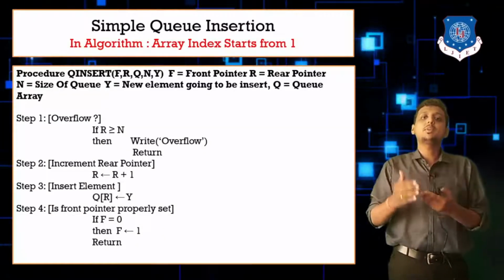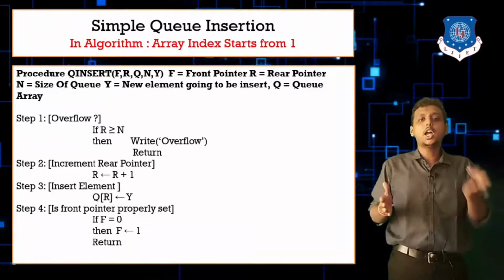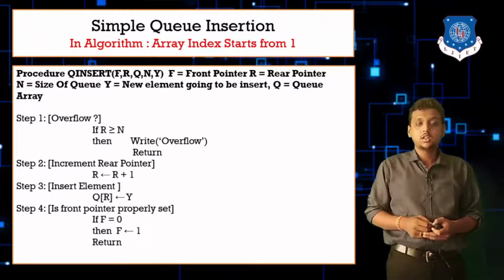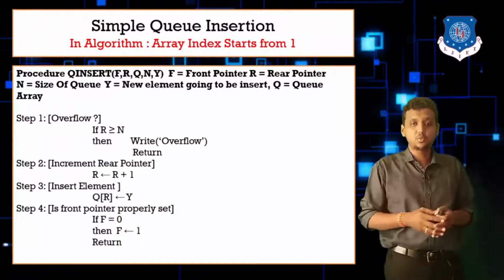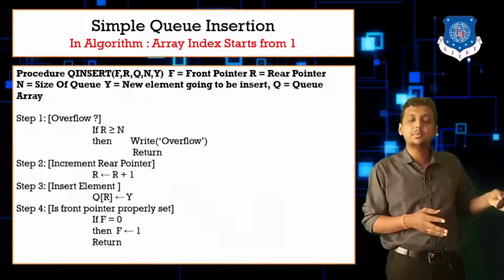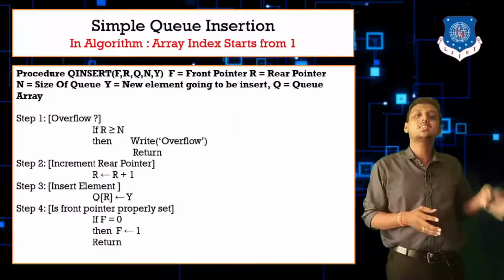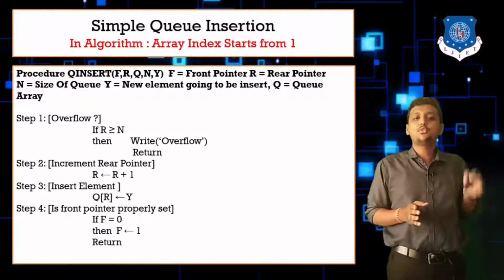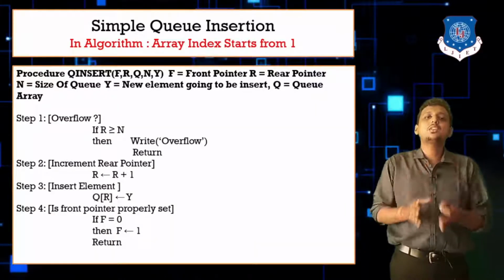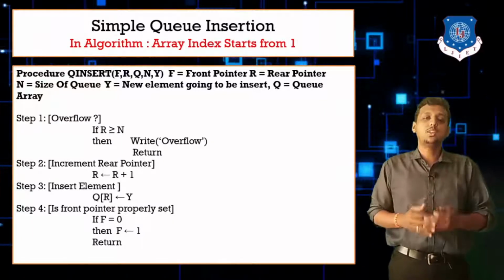And after incrementing the rear pointer, assign the value y to q of r, and then check whether my front is 0 or not, because we cannot leave front at 0 position. Fine, because it's the initial position when the queue is empty. But now my queue has one value, so we should move our front pointer from 0 to 1. Fine. So this is your first algorithm about simple queue insertion.